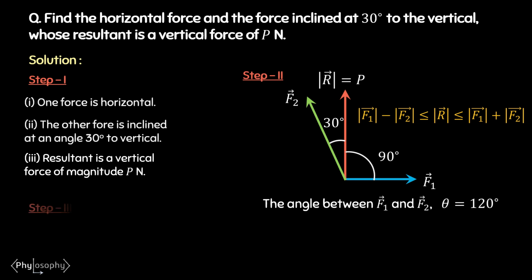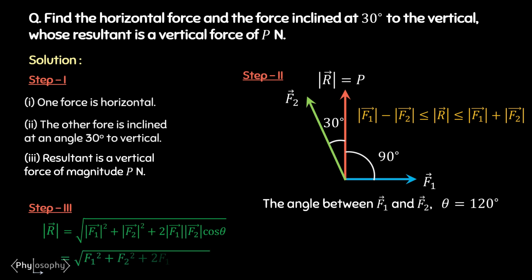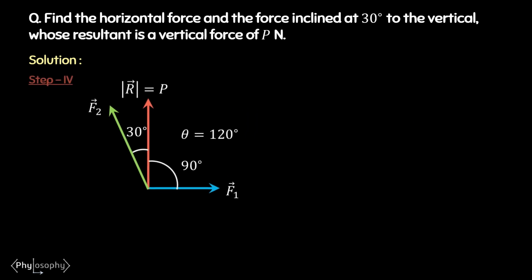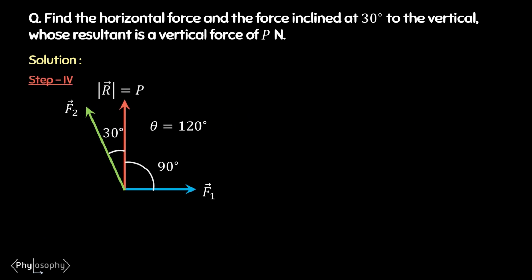Now let's write down the formulas that we have, that is the magnitude of the resultant vector is given by the square root of F1 squared plus F2 squared plus 2 F1 F2 cos theta, or this can also be simply written without the mod symbol. And the direction of R is given by tan beta equals F2 sin theta over F1 plus F2 cos theta. Now we are going to use these relations to find the two forces.